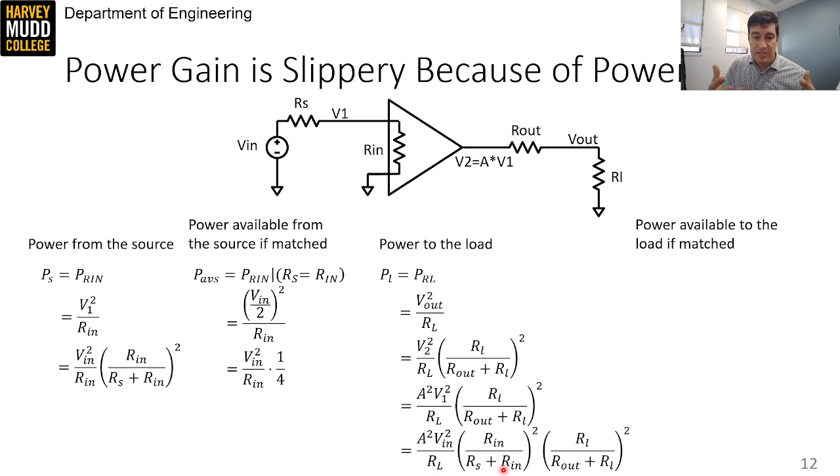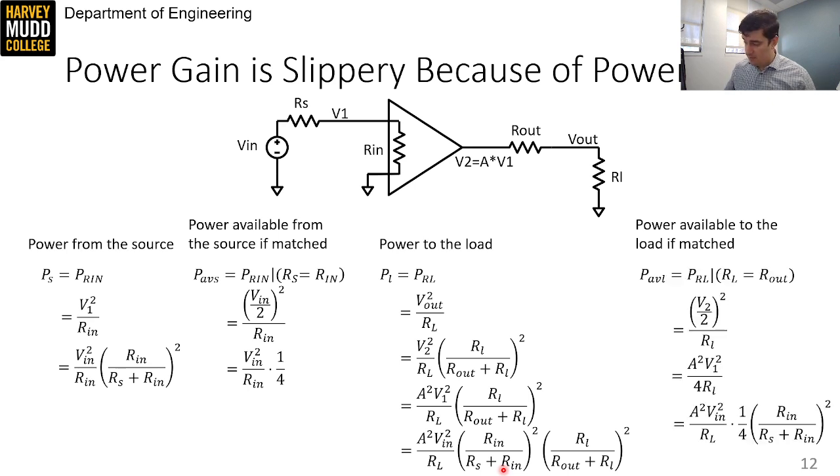The load voltage is set by a divider between the amplifier output V2 and Vout. V2 is A times V1, and V1 is given by a divider between V in and V1. Squaring all these gains and dividers gives a big sprawling expression for the load power. Finally, the power available to the load is the best case power delivered to the load when Rout is matched to RL. As with the power available to the source, half the power that comes out of the amplifier winds up in the load in this case.